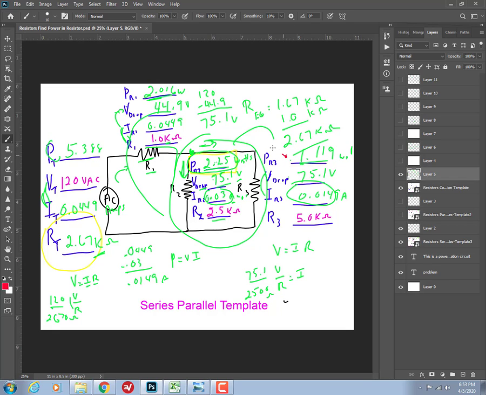This watt plus this watt plus that watt equals the total. 120 volts went through the circuit. 44.9 was used up here. Therefore, we had a total of 75 left over, which split between the two of these because they're in parallel. In parallel, the voltages are the same, but the current is different. The current cannot be the same. We had 0.03 amps drop this way, and we had 0.0149 drop down this way.